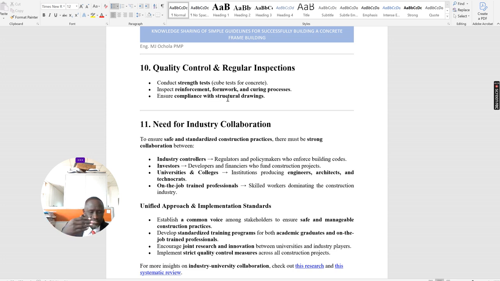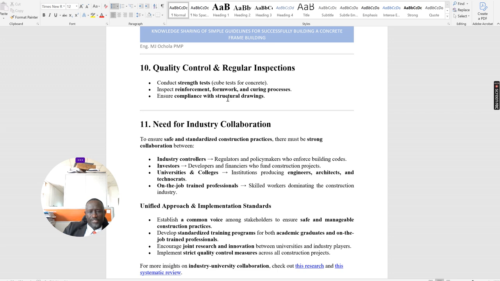So these are the foremen in charge of formwork, steel bending, carpentry work. They all report to the general foreman. The general foreman reports to the site engineer or the site agent, whoever is in charge of the site. Yep. So it is important.